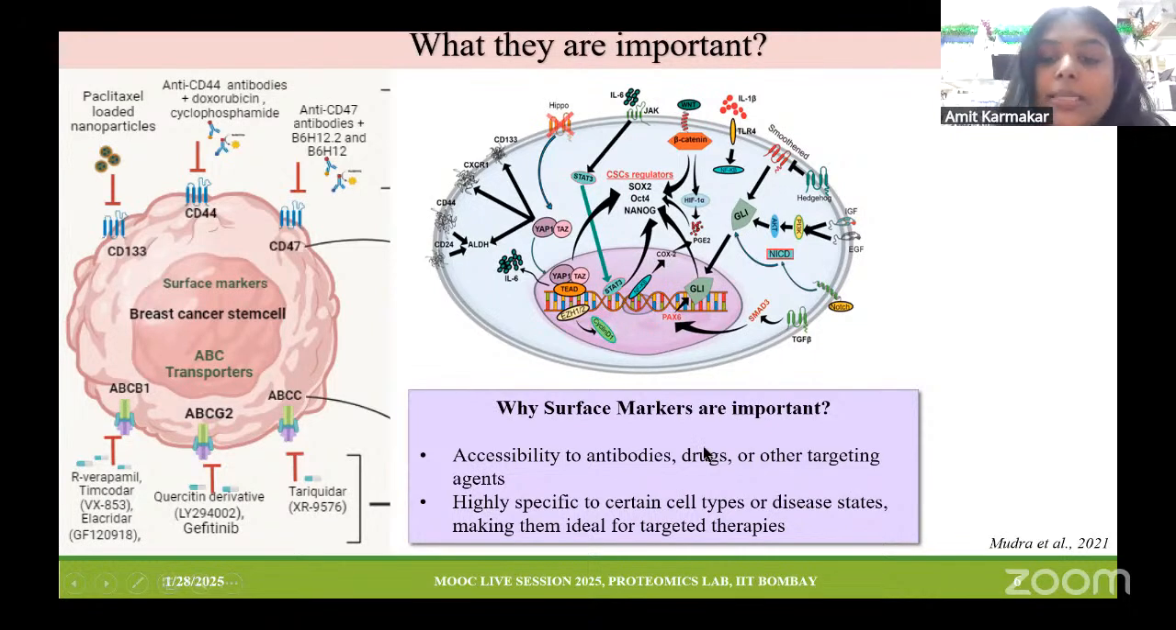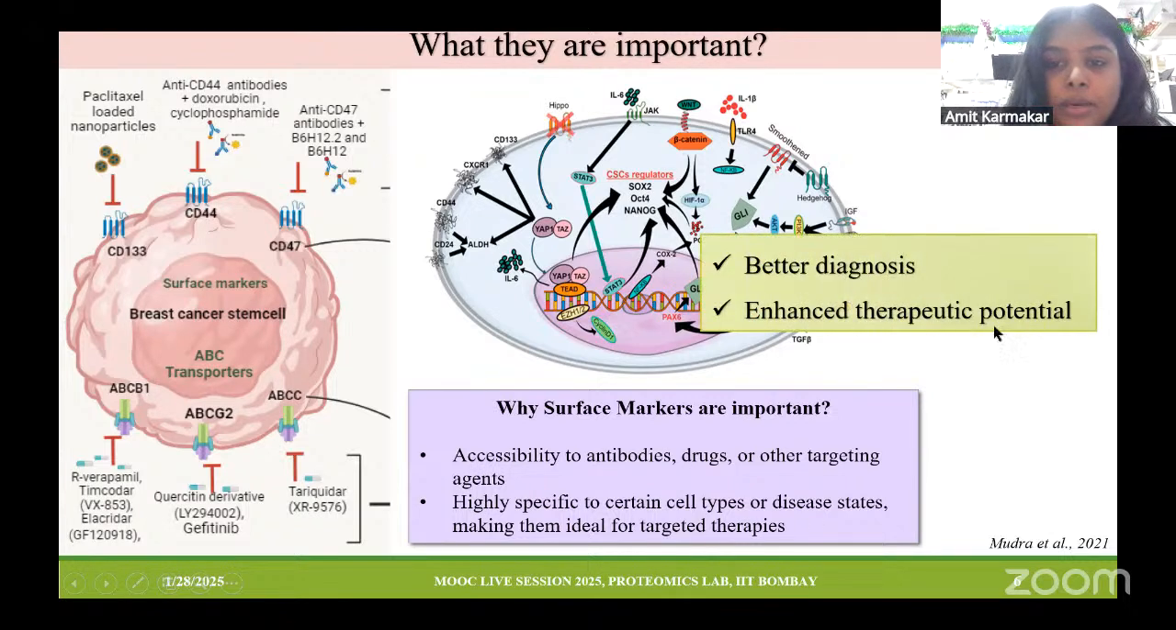Also, these surface markers are highly specific to certain cell types or disease states, which makes them very ideal for targeted therapies. So basically, they help us in better diagnosis. The surface markers help us in building enhanced therapeutics.